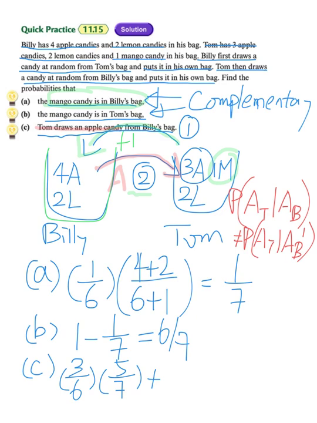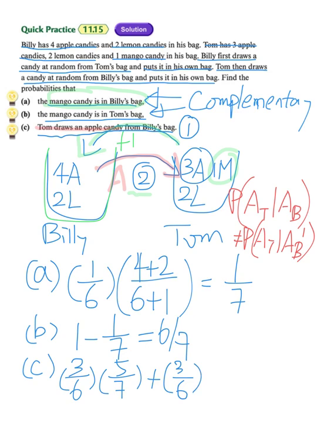The second scenario can also happen in order to make sure that Tom draws the apple candy. That is, if Billy cannot take the apple candy.